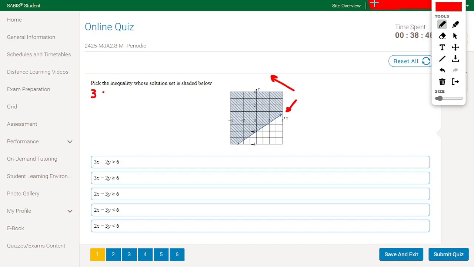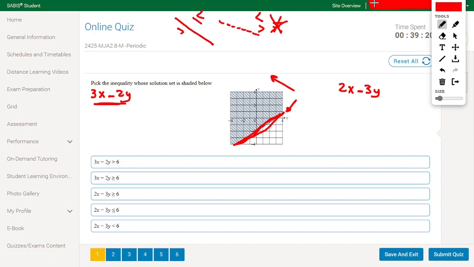We have one of them 3x minus 2y, and we have 2x minus 3y. And this line is a solid line, as you see. It's a solid line, right? It's not a dotted line. If it's a dotted line and we are going to compare the inequality, it will be less or bigger, without equal. Equal will not be there. But if it's a solid line, then less or equal, bigger or equal.